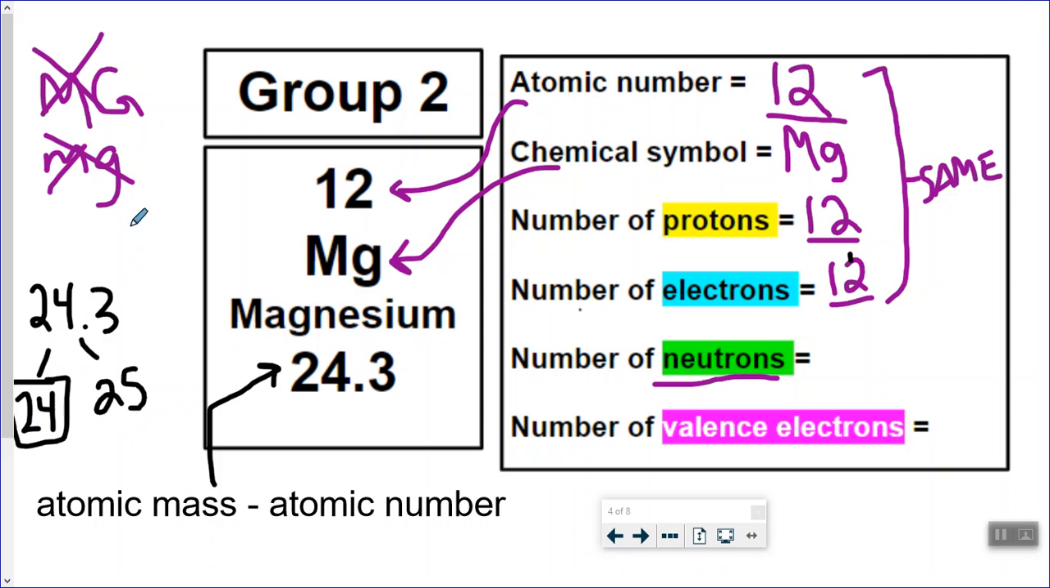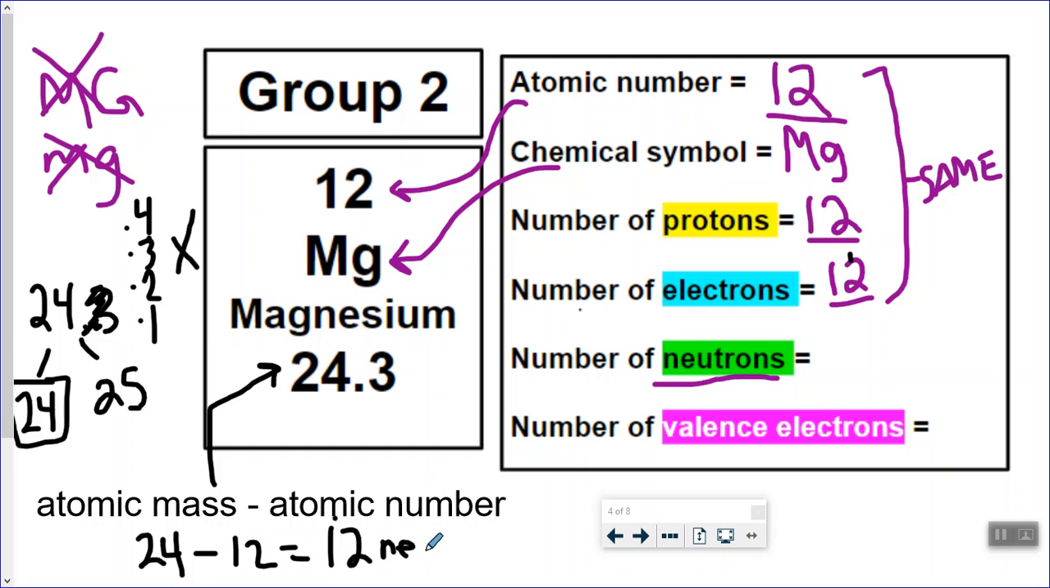If the number is 0.4 or less, 0.4, 0.3, 0.2, 0.1, don't change it. No lo cambies. Si es 0.4 o menos, no lo vas a cambiar. No vas a añadir uno, como lo hiciste para 0.5 o más. So, this is 24.3. Just leave it at 24. The atomic mass is 24 minus atomic number, which is 12. That means it would be 12 neutrons. So I'm going to write a 12 here.